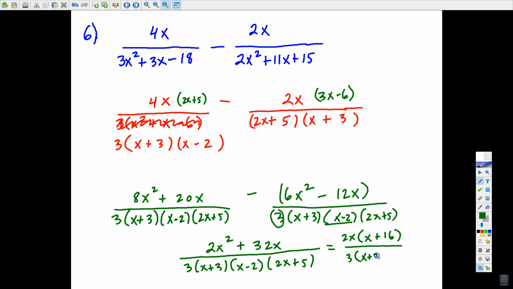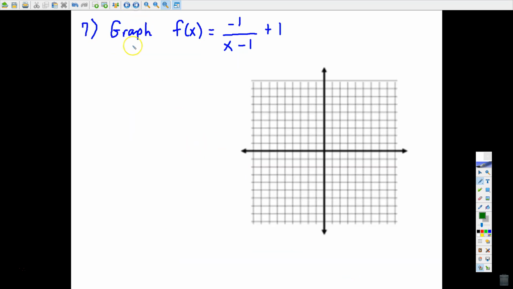So factoring did not give me any opportunity to reduce, but it's a good habit to get into because when there is an opportunity to reduce or cancel, you'll be able to take advantage of it and you won't miss points by not reducing your final answer. So that circled is the final answer for number 6.